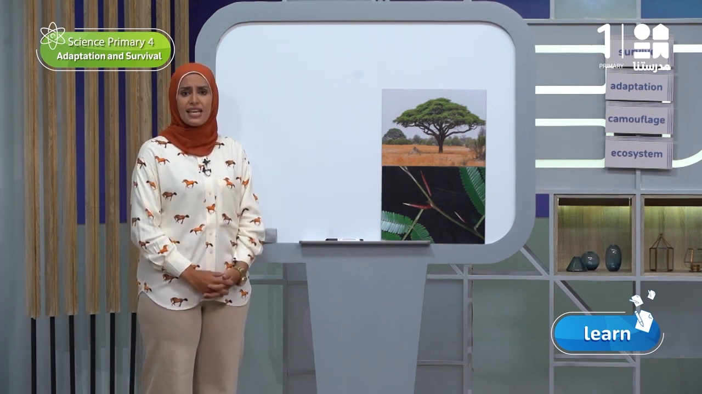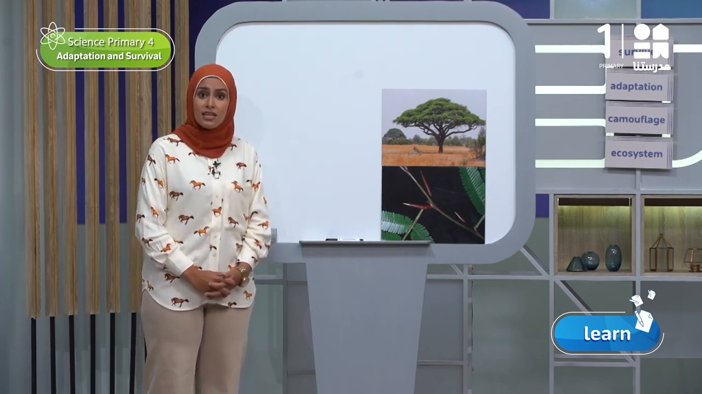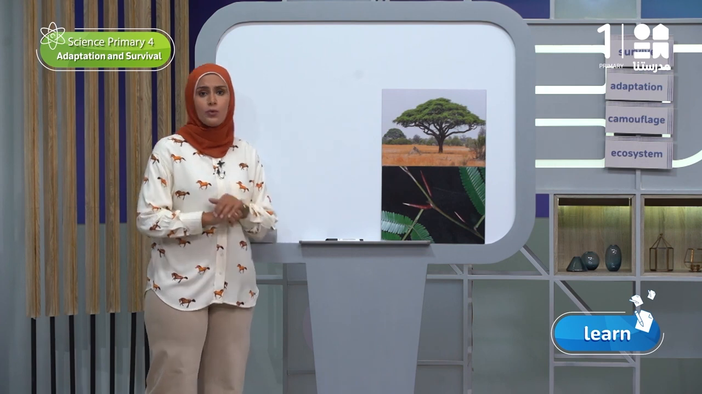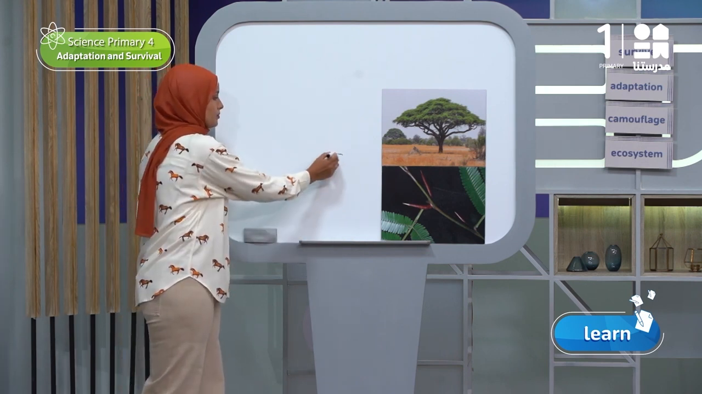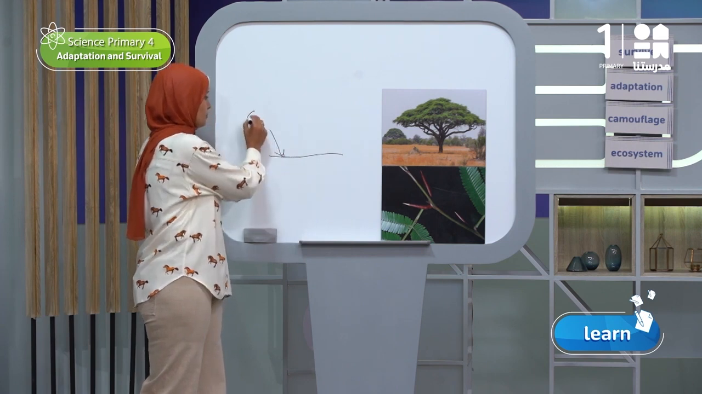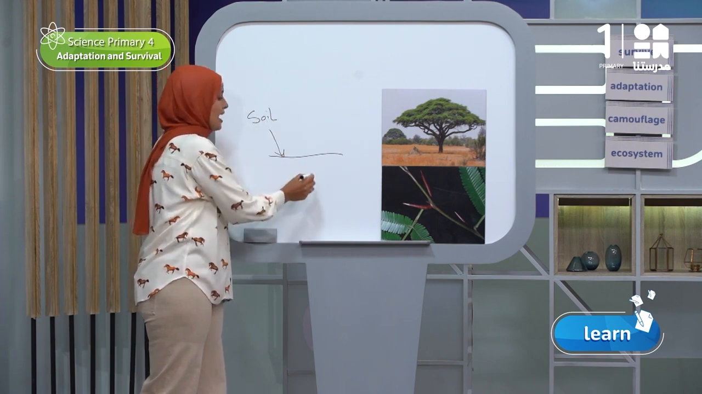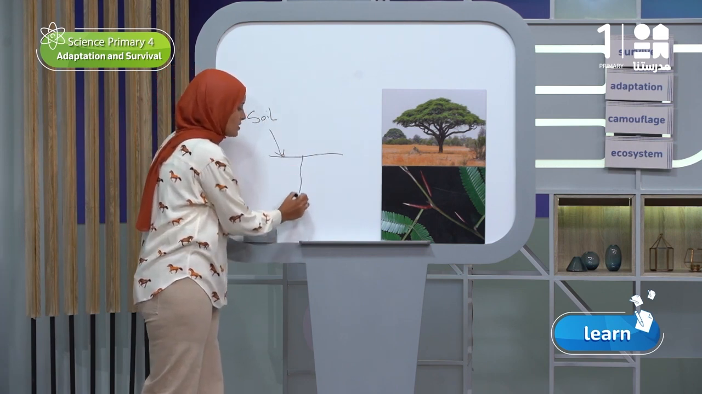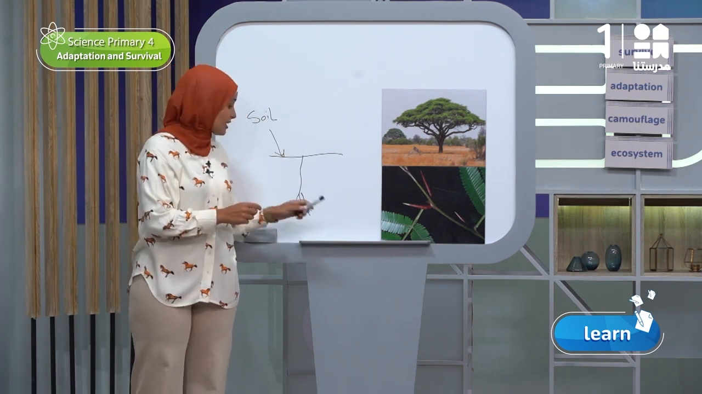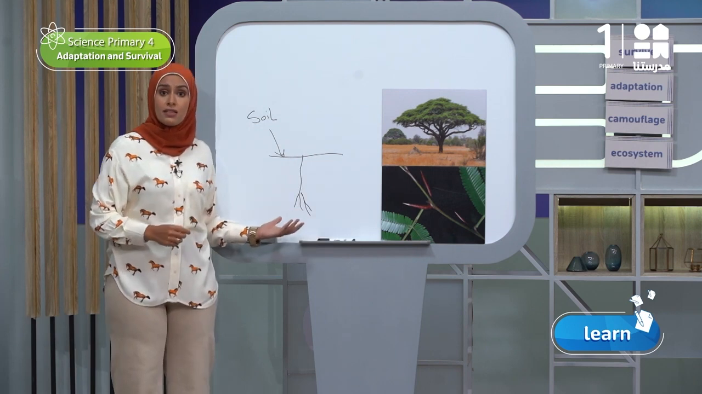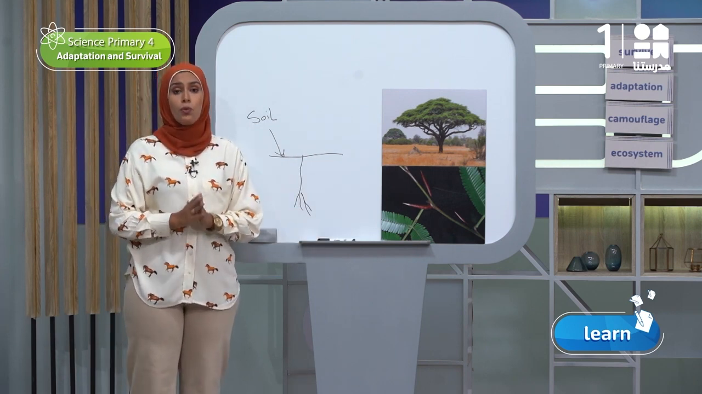You know that the acacia root is named a taproot and it grows deep downward. Let's see how it grows. Here is the soil and the root goes deeply. The root of the acacia tree goes deep in the soil to search for water.